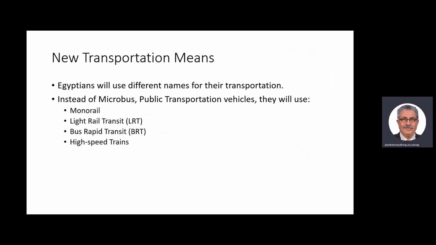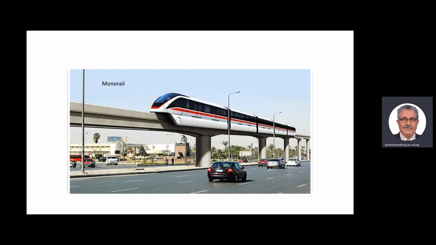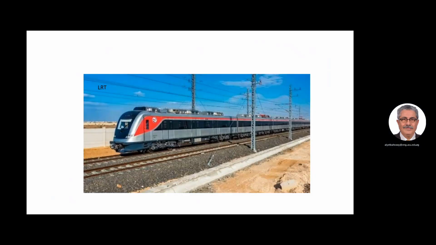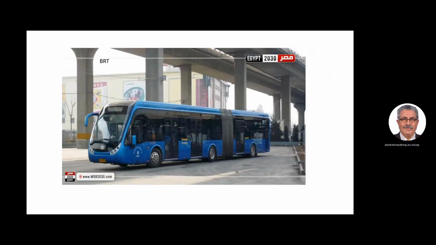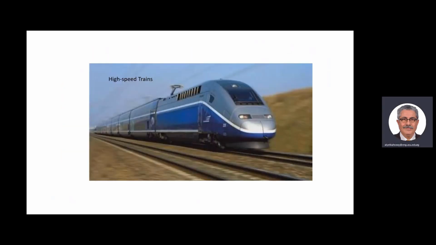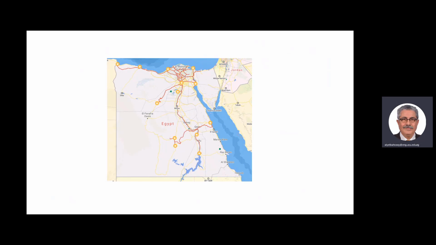If some of you don't know what these new modes of transportation are, I compiled these photographs of monorail, LRT, BRT, and high-speed trains. This is how elaborate the transportation network is. And I'd like to mention this transportation network takes into consideration distant places in Egypt and also important ports along the Red Sea and the Mediterranean Sea, even going as far as Marsa Matruh, very close to the Libyan borders.